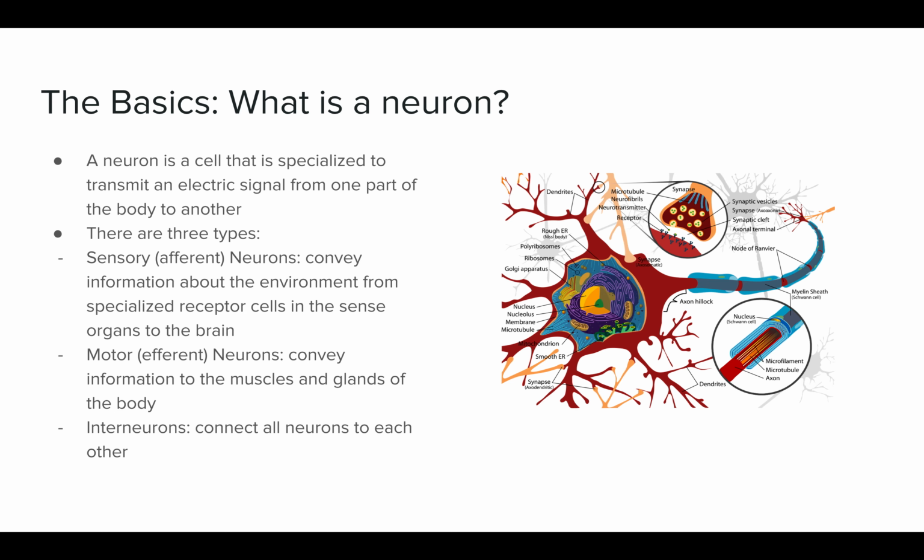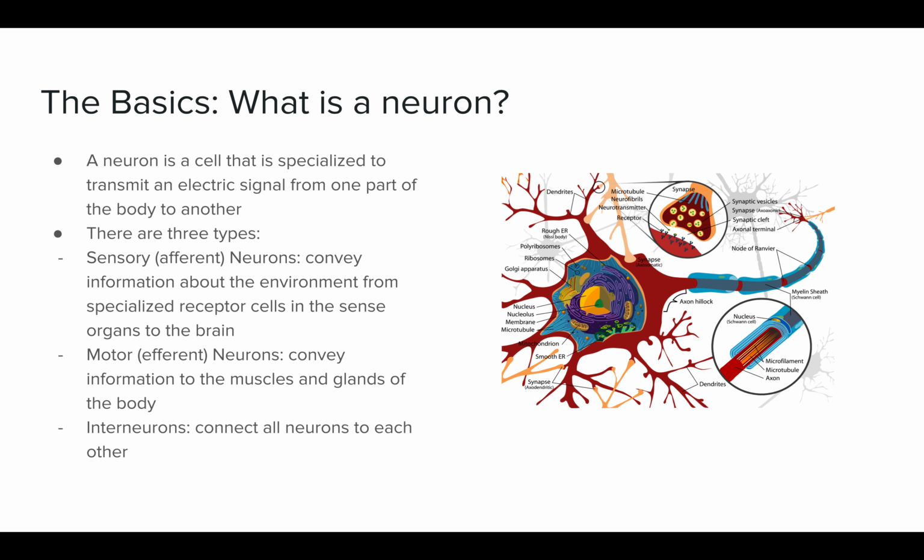The basics. What is a neuron? A neuron is a cell that is specialized to transmit an electric signal from one part of the body to another. There are three specific types of neurons: sensory or afferent neurons that convey information about the environment from a specialized receptor cell in the sense organs to the brain.